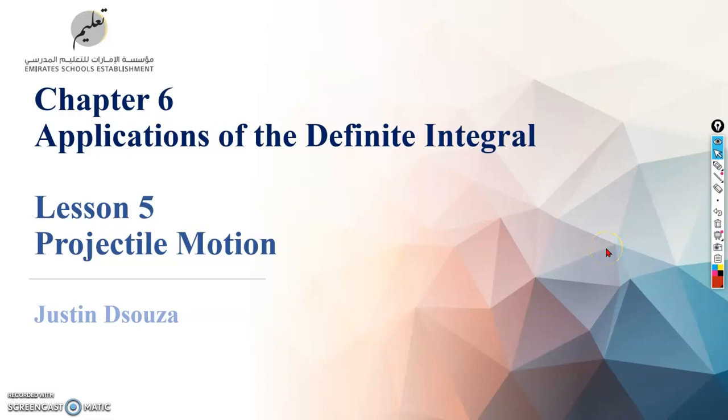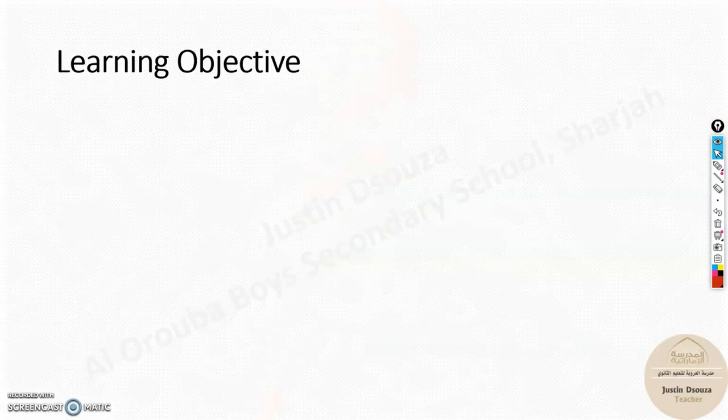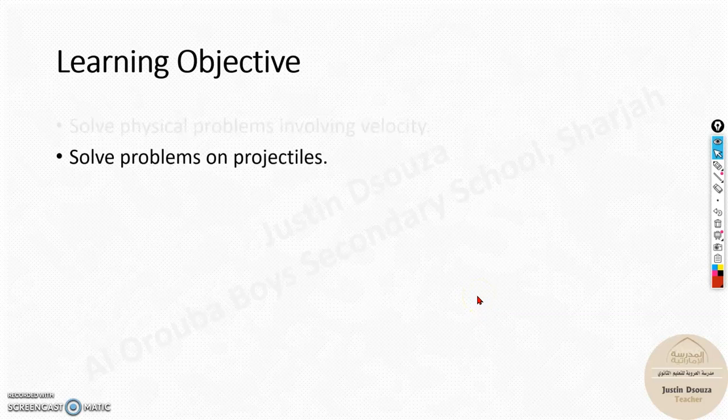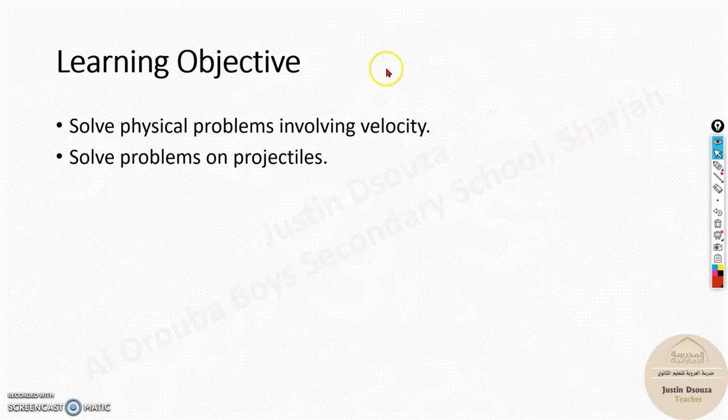Hello all, and welcome back to lesson 5 in chapter 6, projectile motion. The learning objectives of this lesson are to solve physical problems involving velocity and to solve problems on projectiles. In the coming sections, we will look into both of these objectives.